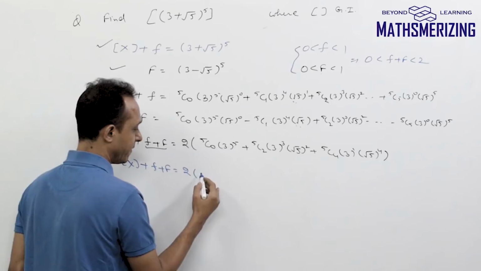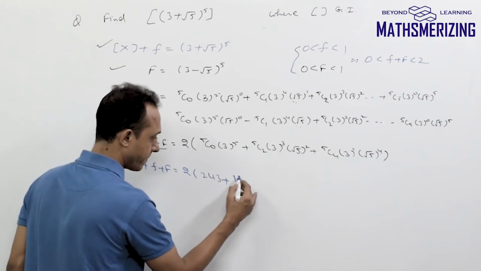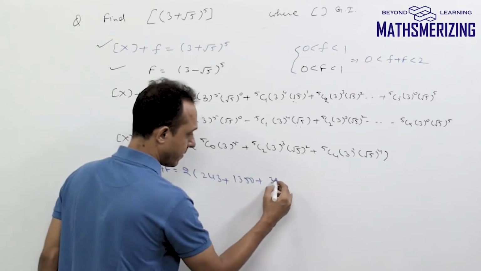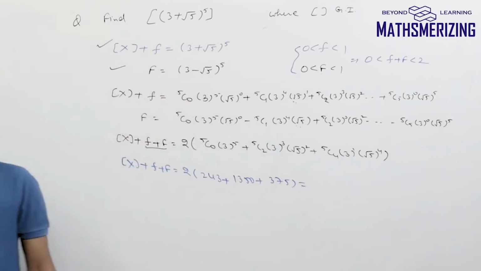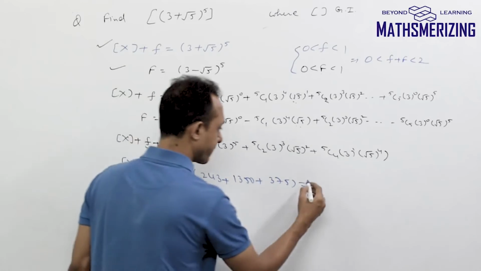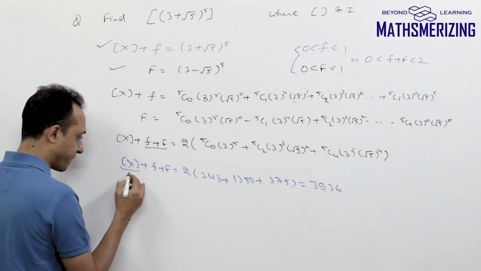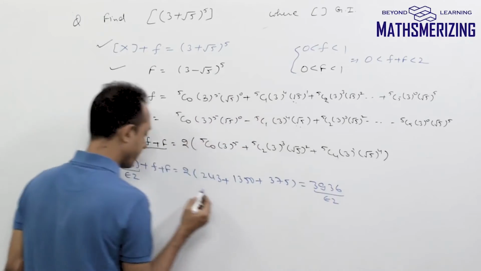Now 3 to the power 5 will be 243, and this one will be 1350, and here will be 375. So if I multiply them, I'll get this value as 3936. Now the greatest integer function of x is an integer. 3936 is also an integer.